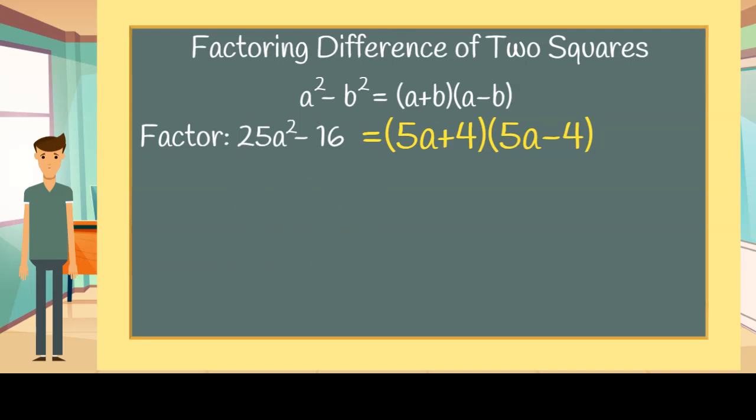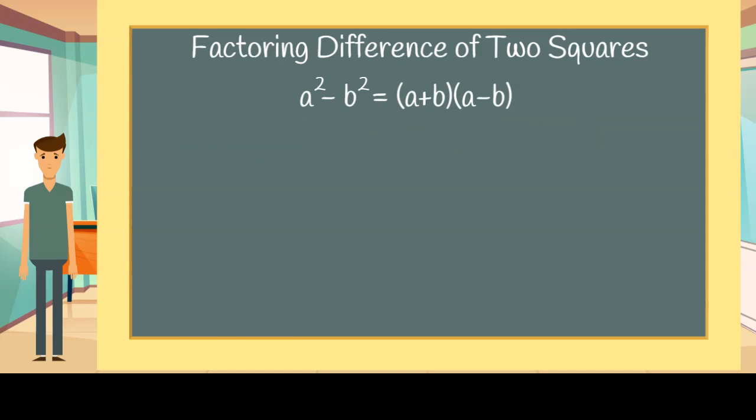Next example. Factor 100x squared minus y raised to 4. By inspection, we can see that both terms are perfect squares, and they are separated by the subtraction sign. Then we can say that they are a difference of two squares.